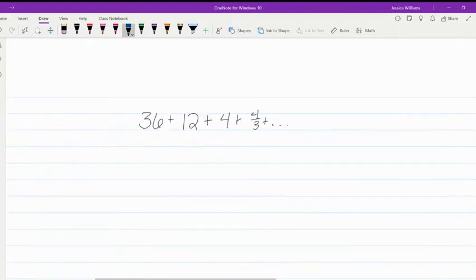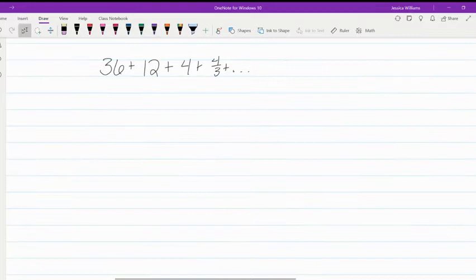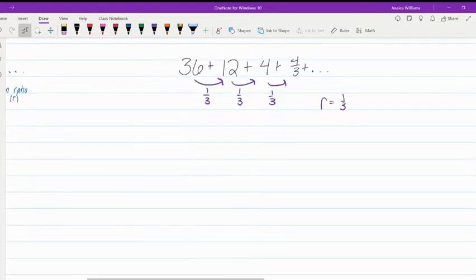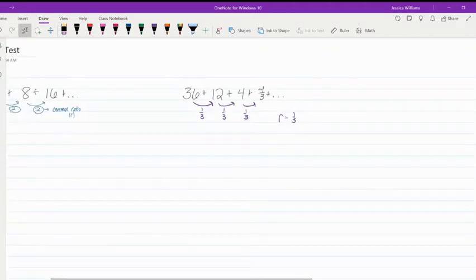Over here, this is also a geometric series, but this time what I'm multiplying by is 1/3. So yes, I know we're dividing by 3, but you have to talk about what you're multiplying by. So we're multiplying by 1/3. So I would say this is yes geometric and R equals 1/3. Okay, so that's your basic overview of geometric series.